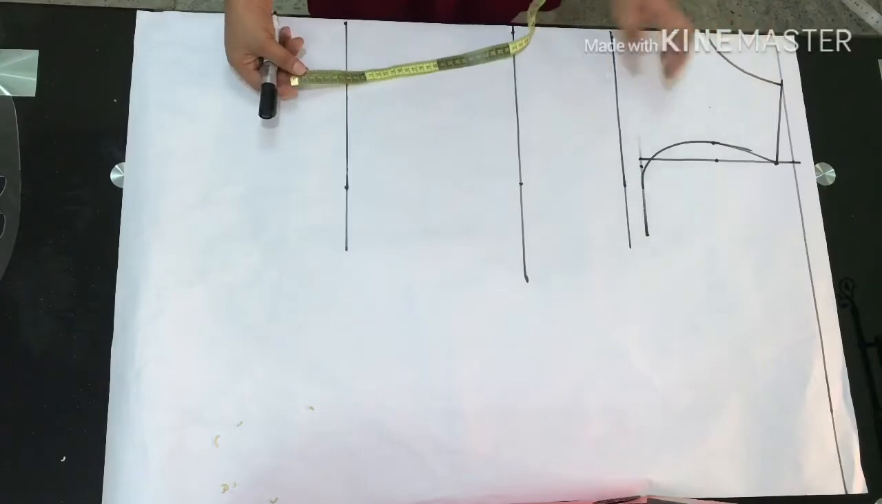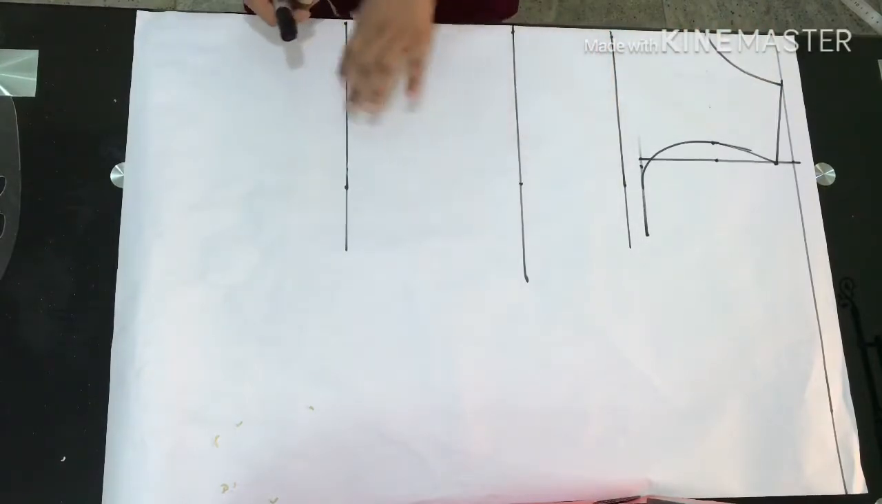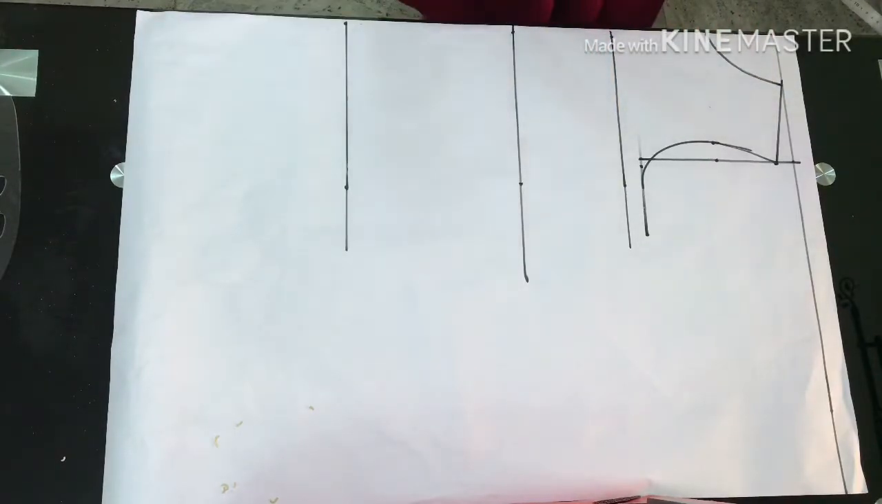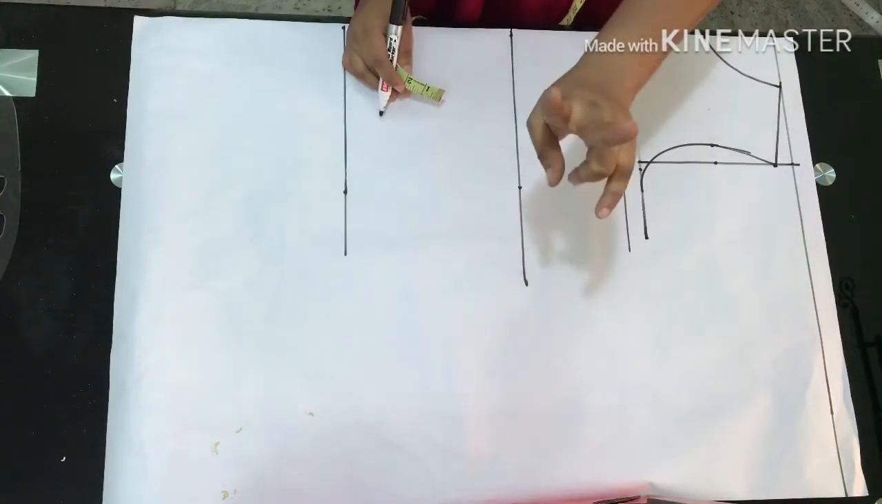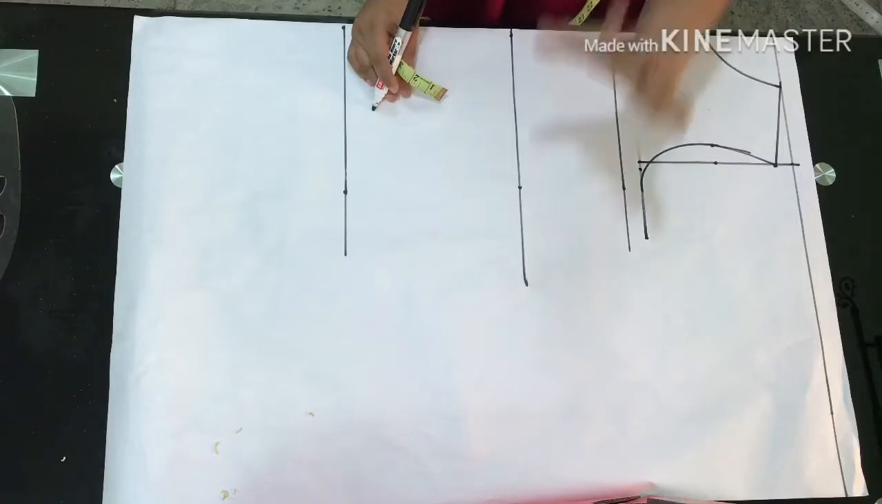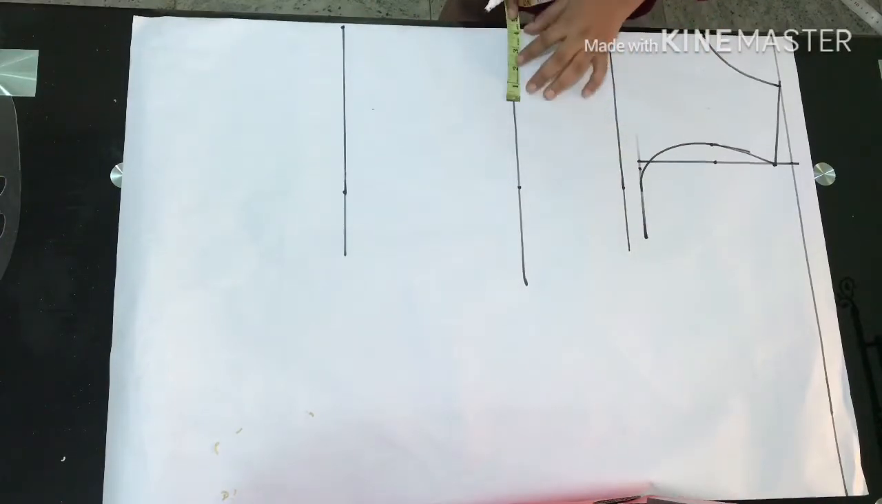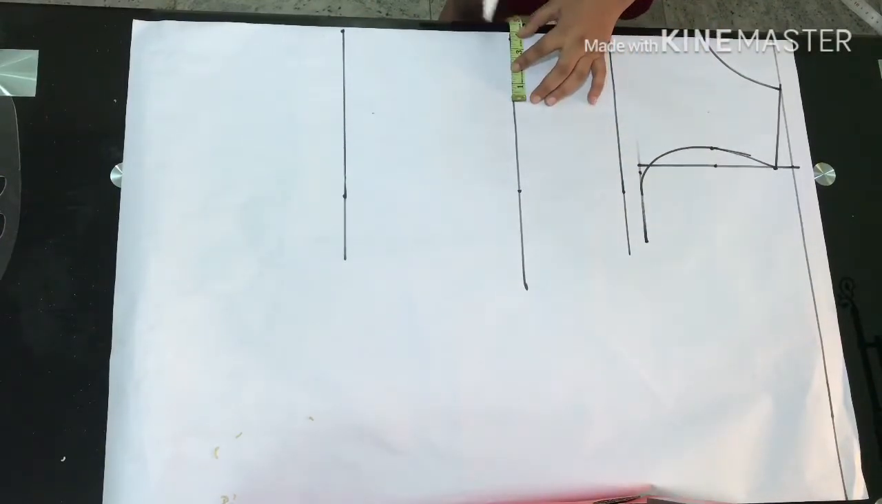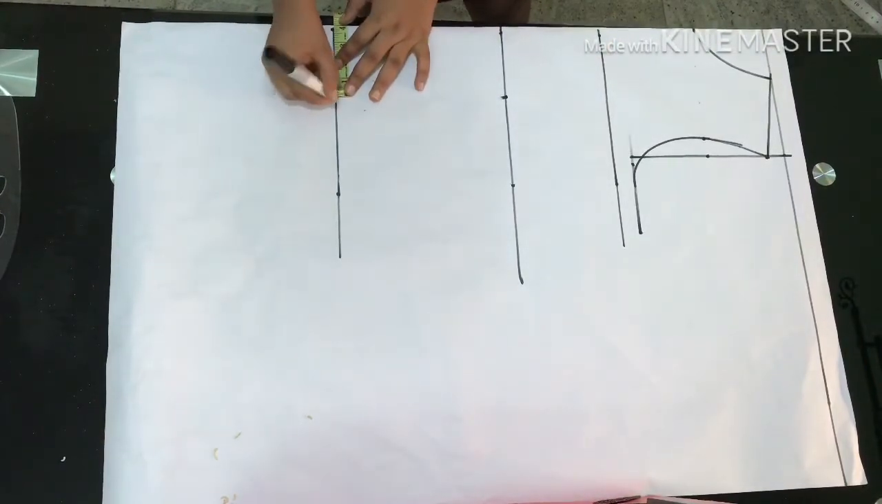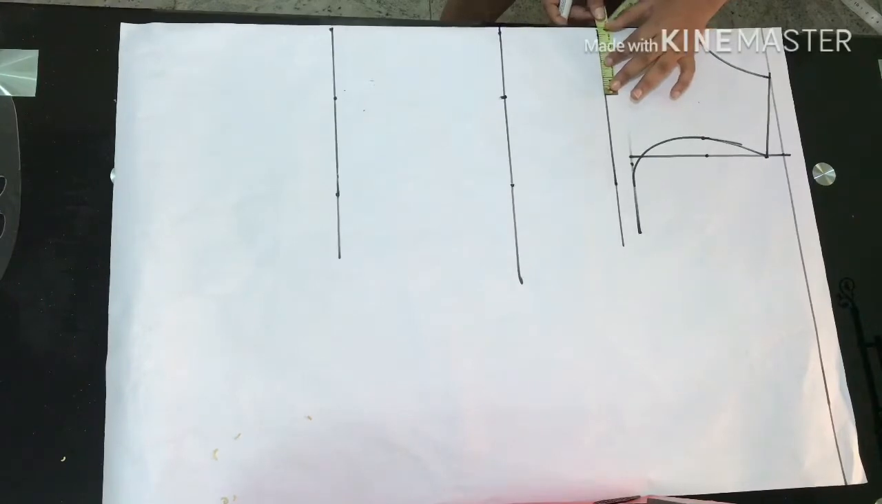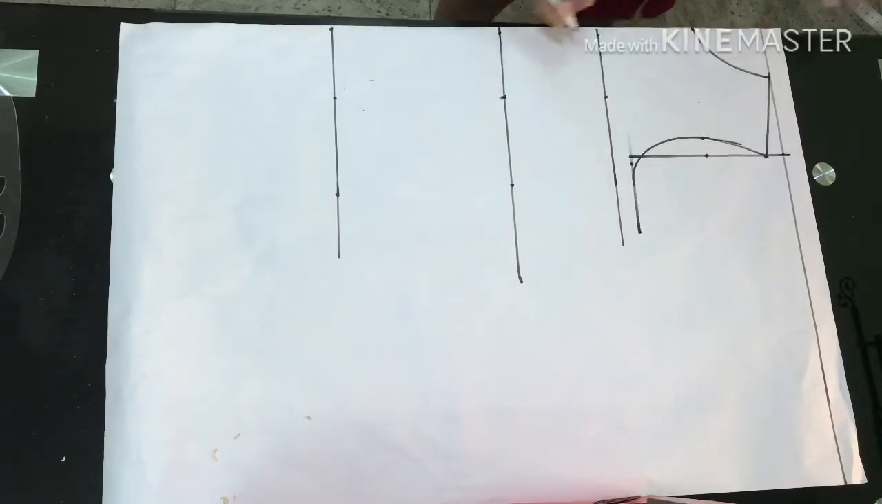The next thing we have to do now is to input our darts. My bust to bust measurement is 8 inches. So you divide 8 by 2. 8 divided by 2 is 4 inches. So you come here and you mark 4. You come to this point, you mark 4 inches. You come to this point and you mark 4 inches.